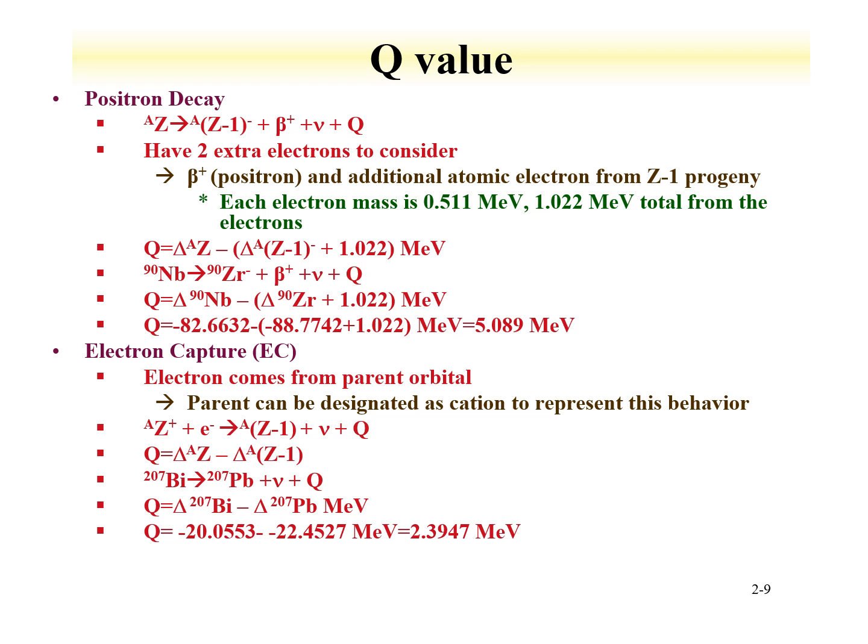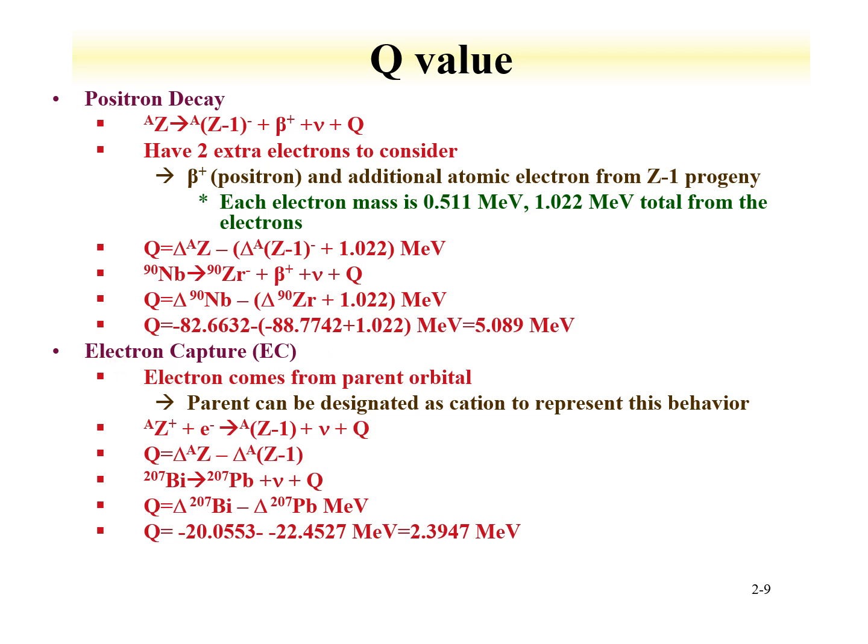Let's consider the positron decay of niobium-90 to zirconium-90. A positron is emitted. We look up the mass excesses for niobium-90 and zirconium-90. The positron and electron mass is listed here as 1.022 MeV. And we get this value of 5.089 MeV.